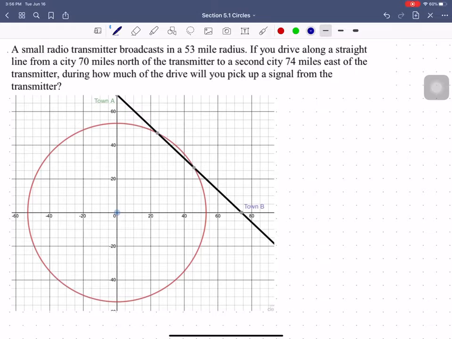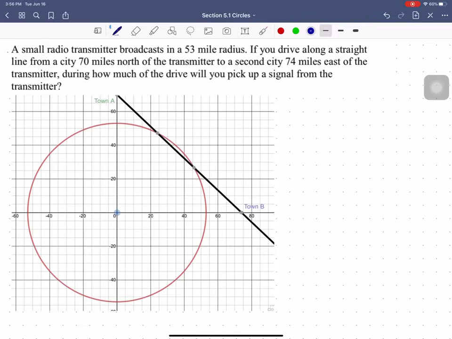So now let's talk about how I built that schematic. My problem says that a small radio transmitter broadcasts in a 53-mile radius. If you drive along a straight line from a city 70 miles north of the transmitter to a second city 74 miles east of the transmitter, during how much of the drive will you pick up a signal from the transmitter?